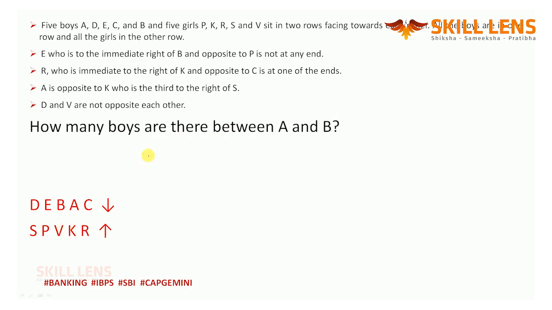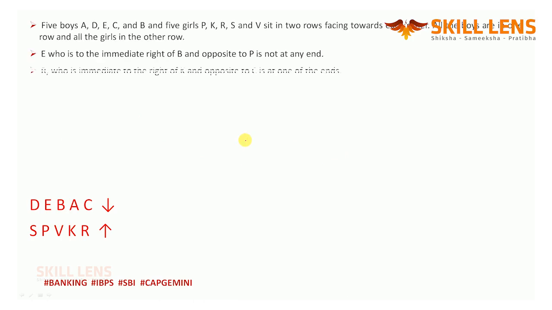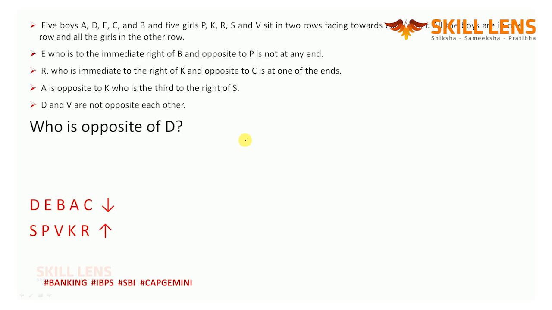We'll try to solve one more question. How many boys are there between A and B? Zero boys were there between A and B. How about this question? Who is opposite to D? Yes, S is opposite to D. See, once you're done with the arrangement, answering questions is so easy, guys.